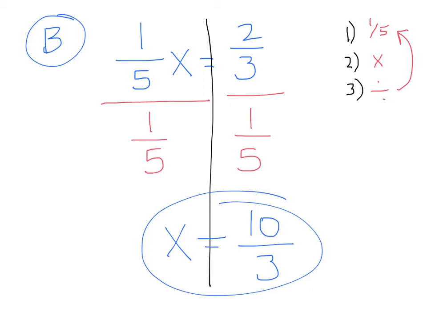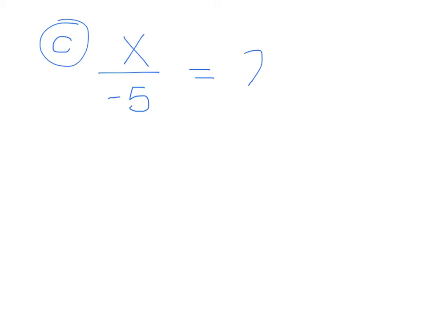One more quick example, and then I'm going to let you finish up on your homework. Example letter C. This will be our last one. Let's do this one. Let's go x over -5 equals 2.